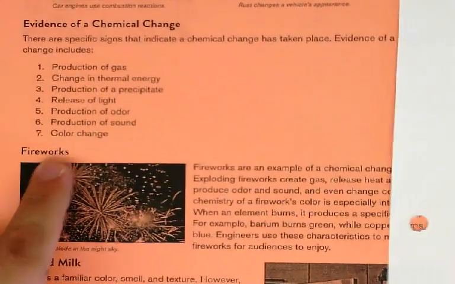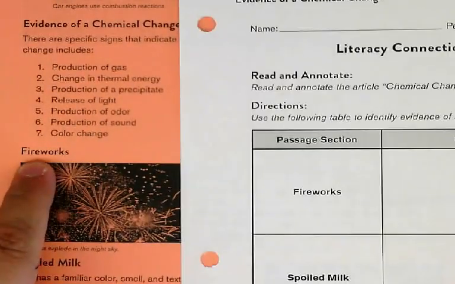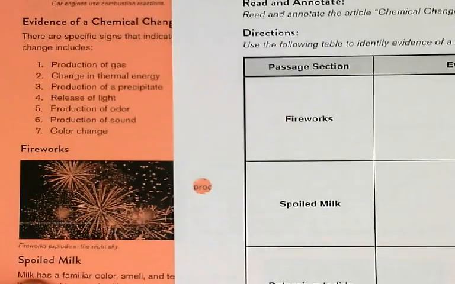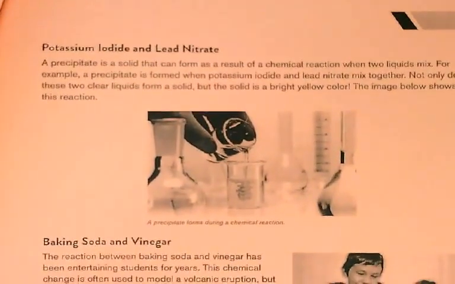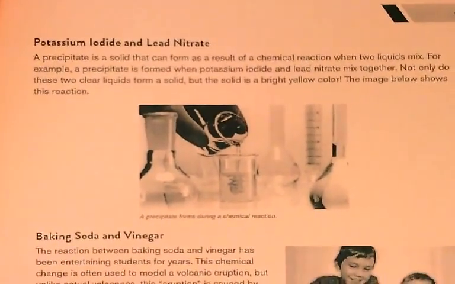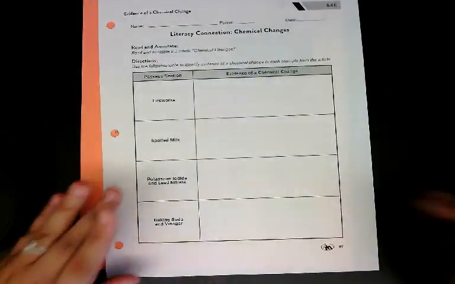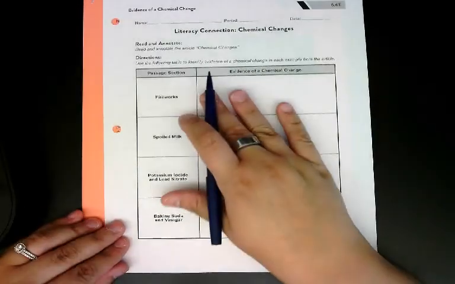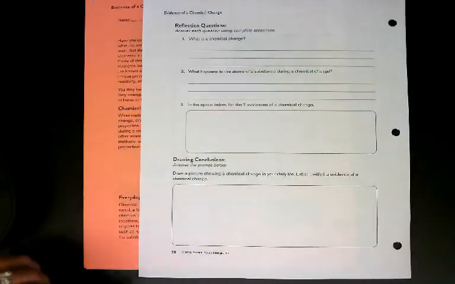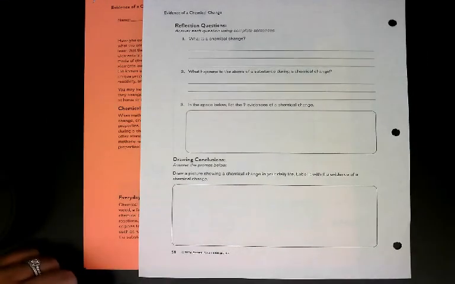Notice each section is labeled, so there's your fireworks section, there's your spoiled milk section, and then it goes on the next page to potassium iodide and lead nitrate, and then baking soda and vinegar. So you'll take notes as you go. If you don't have time to write as you're reading, that's okay. You will do this when you are finished reading. And then you'll answer the reflection questions on the back as well.